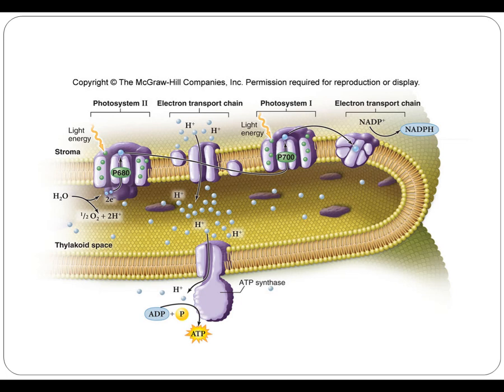Notice where NADPH and ATP are released to. Where are they released? Stroma. In the stroma. ATP and NADPH are released in the stroma, so they're probably going to be what? They're going to be used to drive the power of the Calvin cycle, which happens to occur in the stroma. They're produced in the stroma because the cell is going to use them in the stroma of the chloroplast. Everybody kind of see that? Any questions?